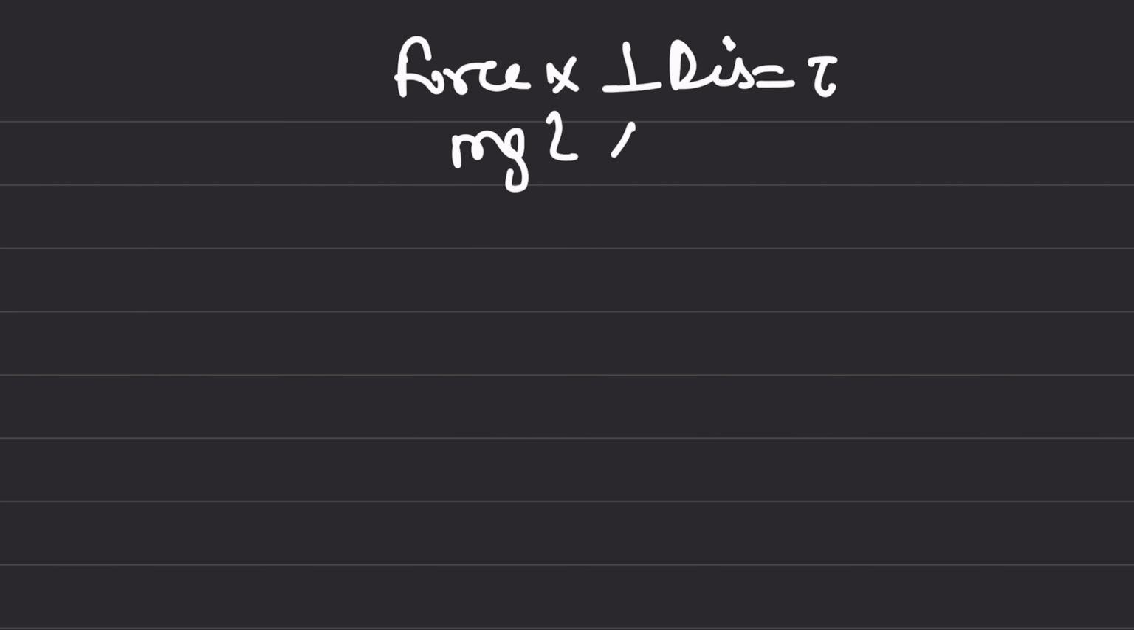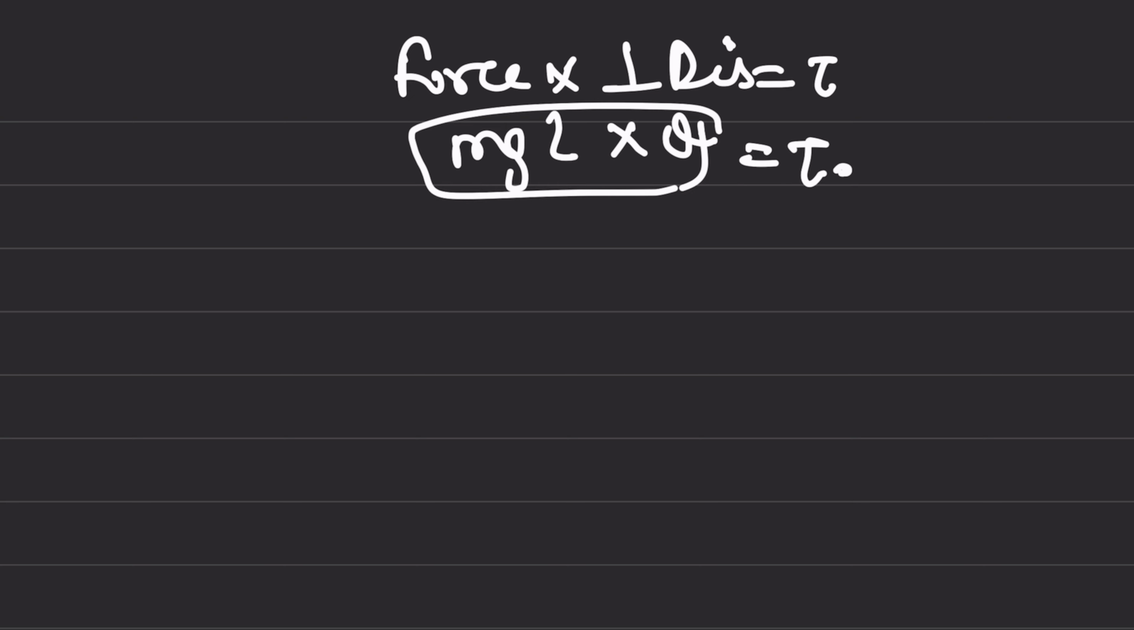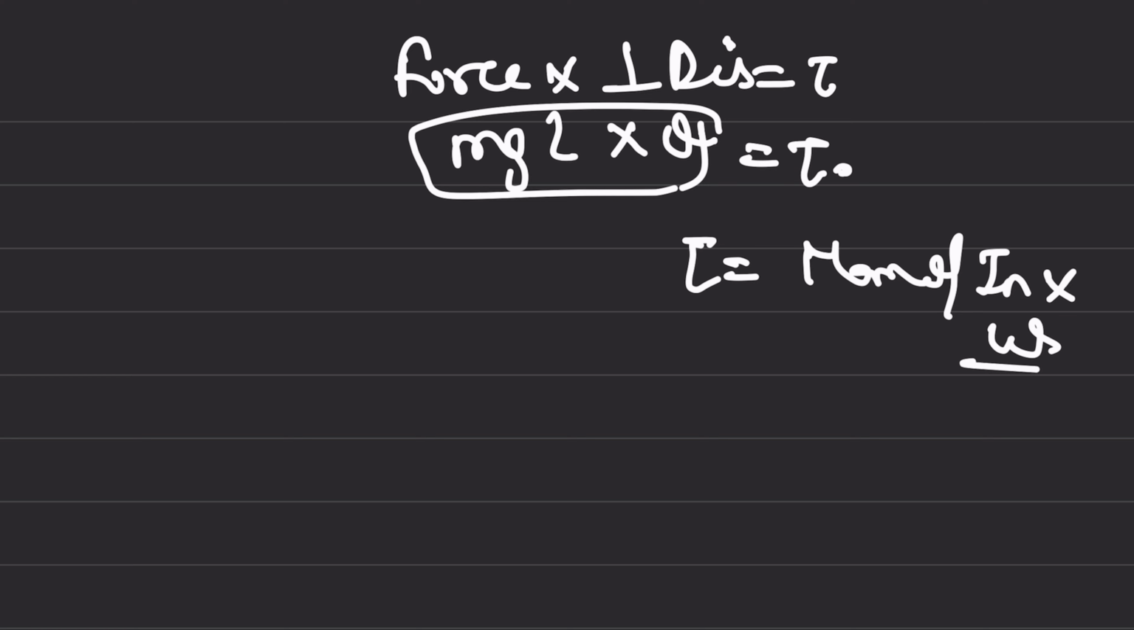We know that the torque, force into perpendicular distance, in this case is mgL into theta. So this is one torque. And another torque, we know that torque is also equal to moment of inertia into omega. And how will the moment of inertia for this be defined?